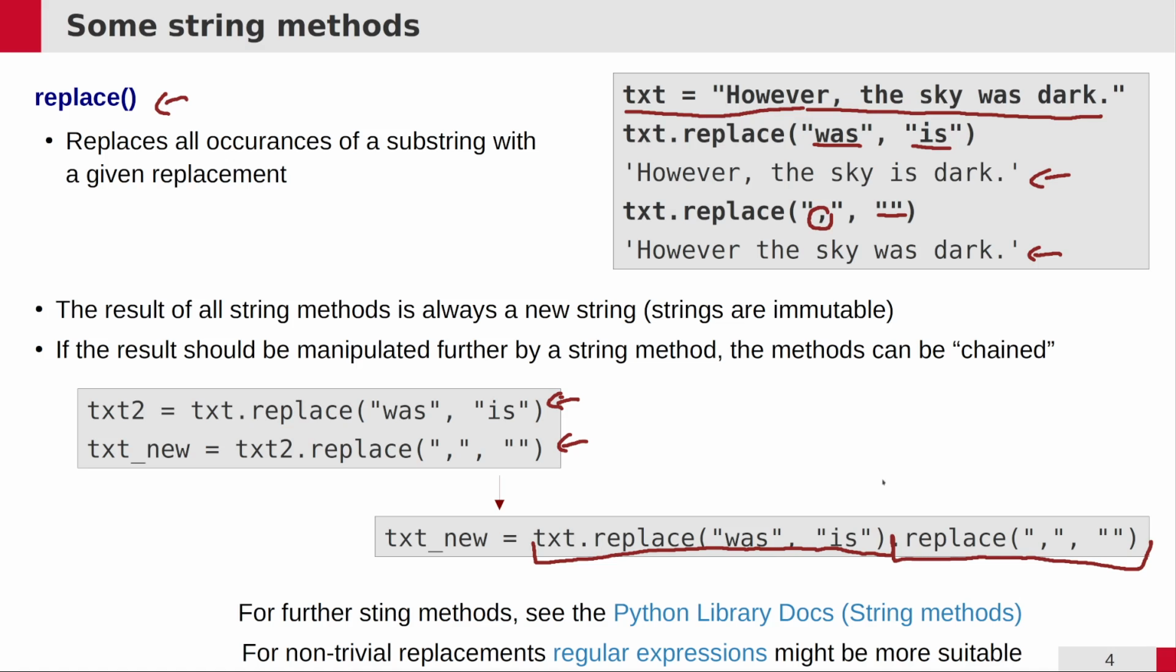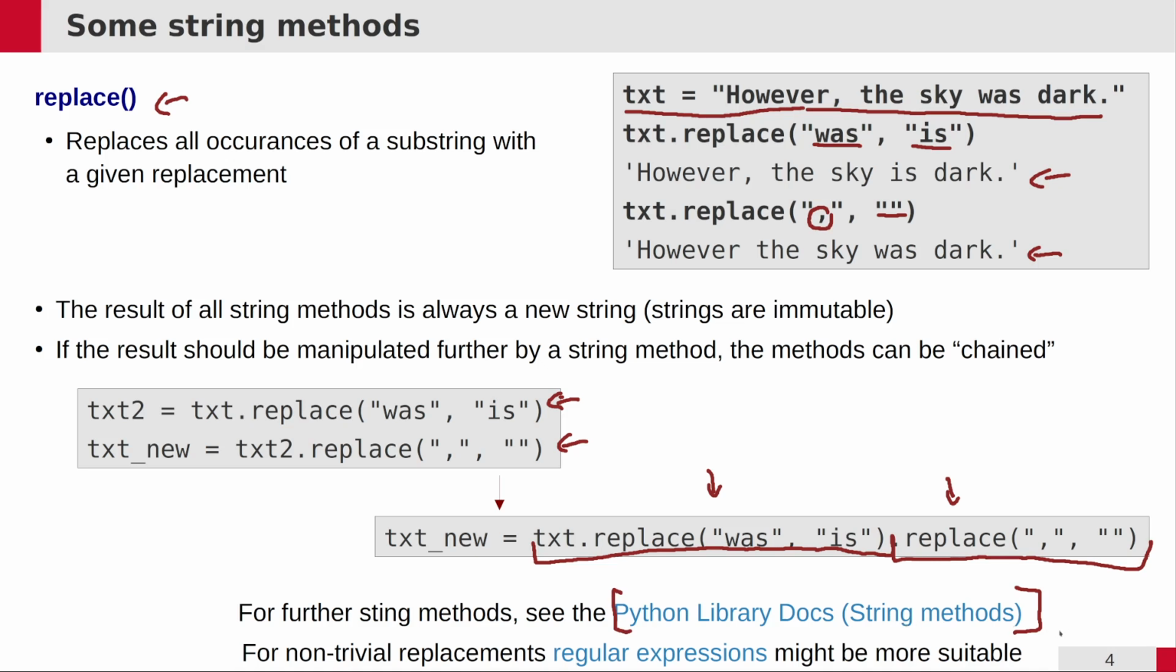And if there are not too many, then it's a nice way to do it. So you'd say, okay, I have a text where I replaced was with is, and I replaced comma with nothing. So that's all. I won't show you any more details about string methods, but basically you can just look up, if you want, the Python library docs about the string methods, where you find a lot more useful string methods.